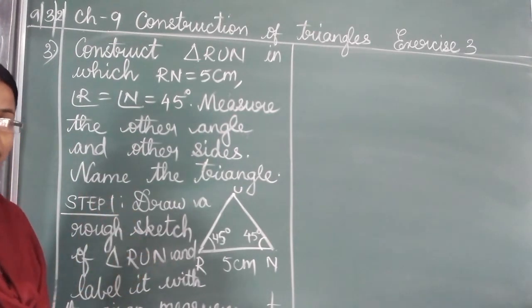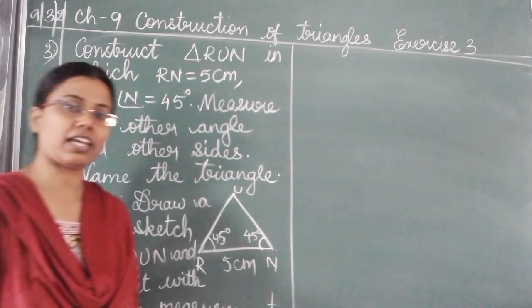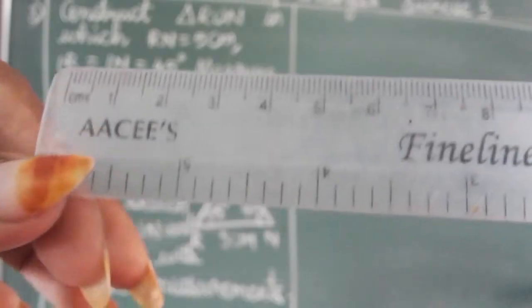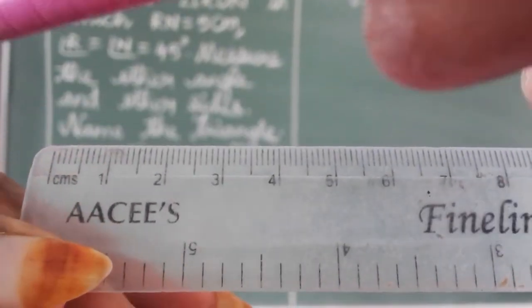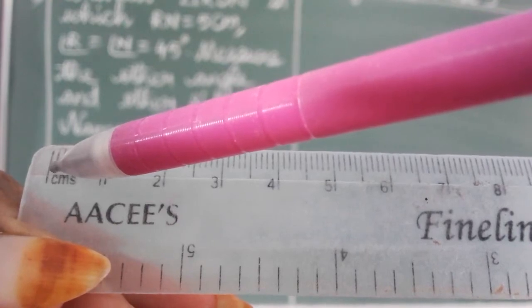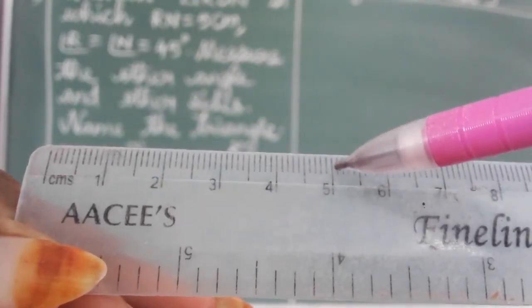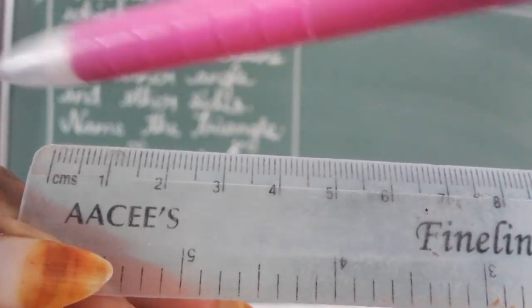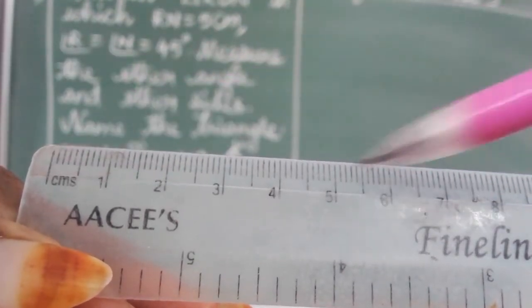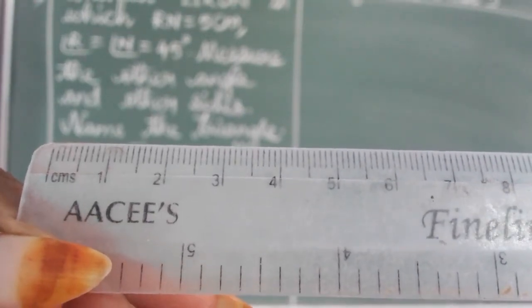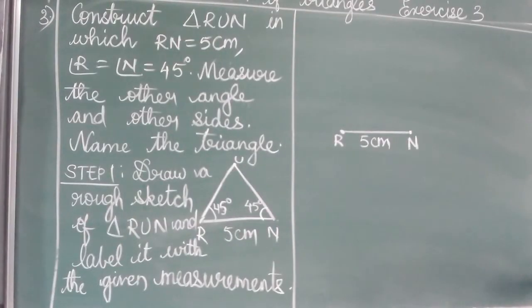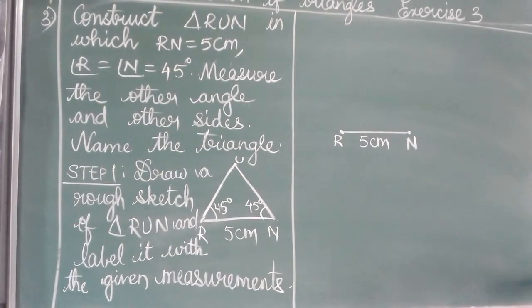Let us do the second step, which is drawing a line segment of length 5 centimeters. Take out your scales, children. So children, you can see that this is 0. You need to mark a point, and then at 5 mark a point and draw a line joining the 2 points, and that is the line segment which is required. Draw that. So I have drawn a line segment of length 5 centimeters.